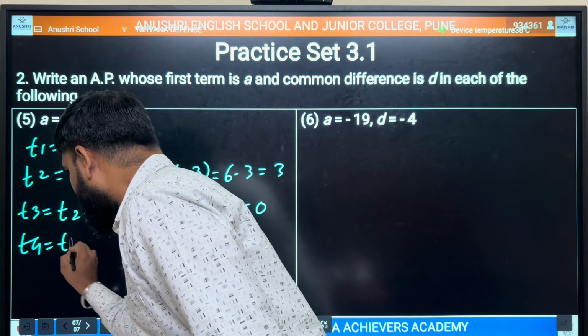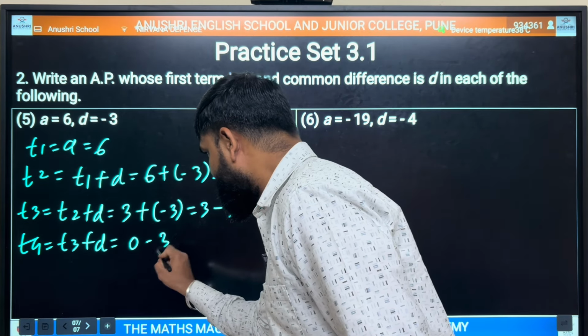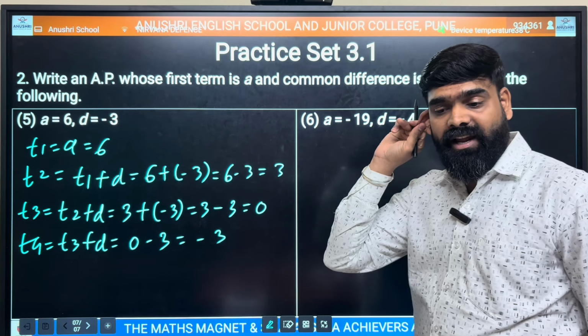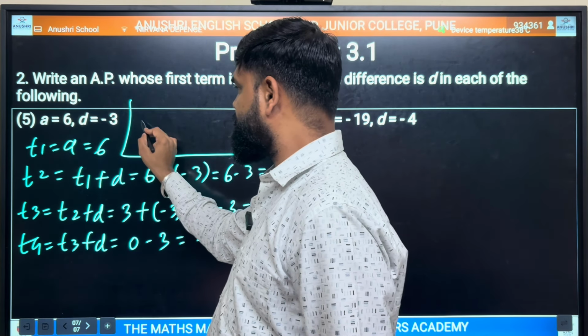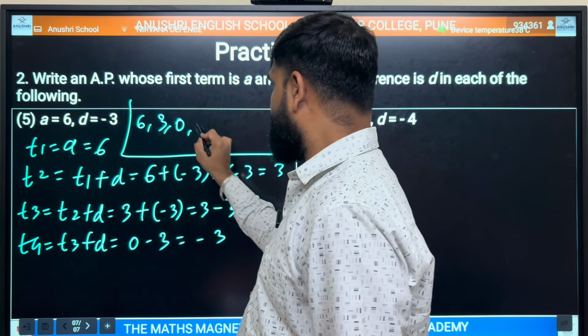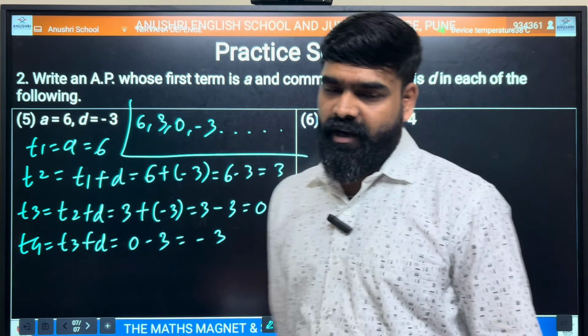T4 is equal to T3 plus D. T3 is 0 minus 3. So we got here minus 3. So an AP, if we want to write an AP for this, is 6 comma 3 comma 0 comma minus 3 and so on. So this is the required AP.